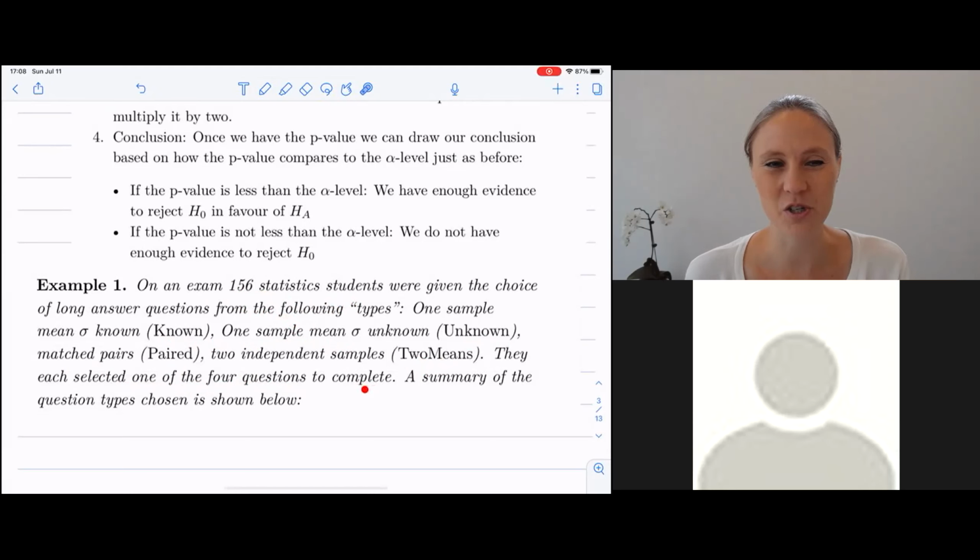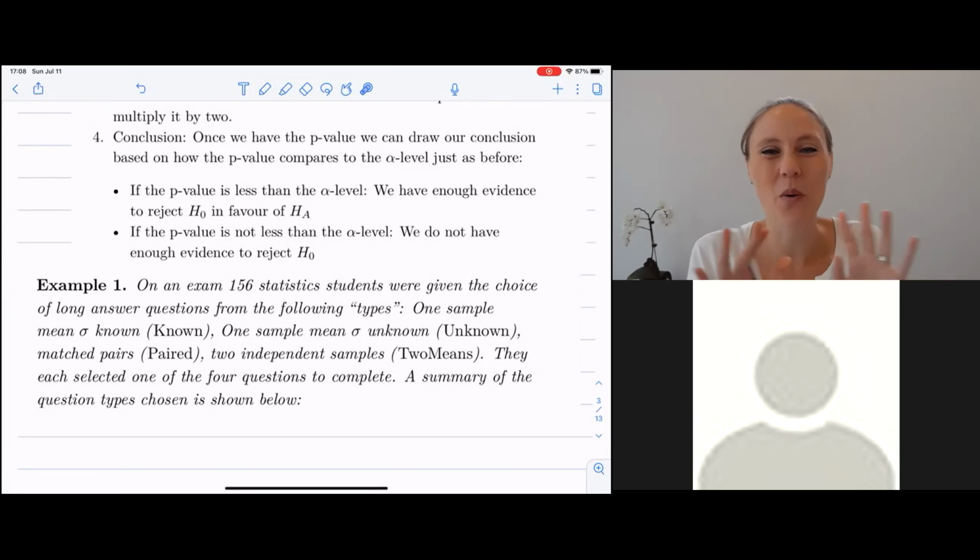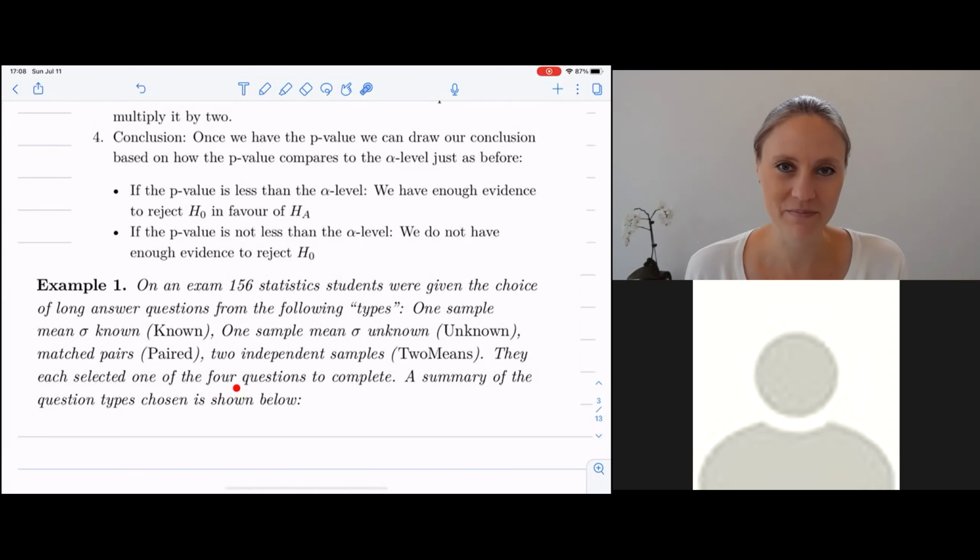They each selected one of the four questions to complete. That's not actually true. They picked two, but it makes the analyses way harder when students have picked two. So just ignore that. But just so you don't think that they had it so easy. But I've simplified the question here. So they each selected one of the four questions to complete. And then a summary of the question types chosen is shown below. Let me grab that here.